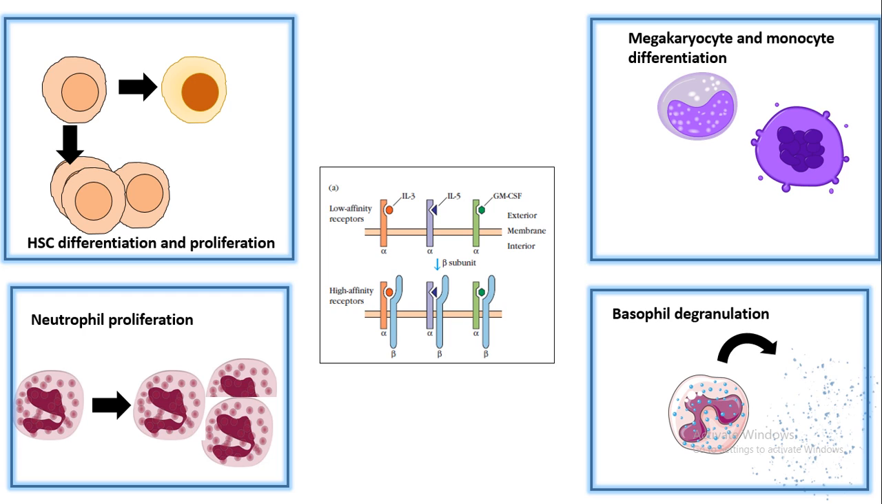first of all, hematopoietic pluripotent stem cell differentiation and proliferation, neutrophil proliferation, basophil degranulation and basophil proliferation, and also they help in megakaryocyte and monocyte differentiation.